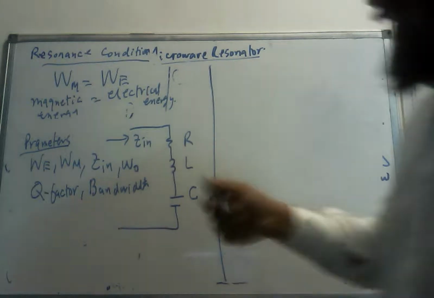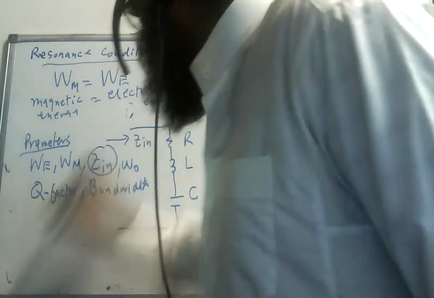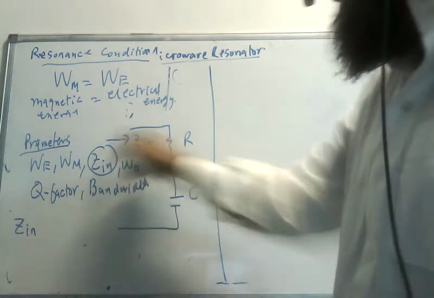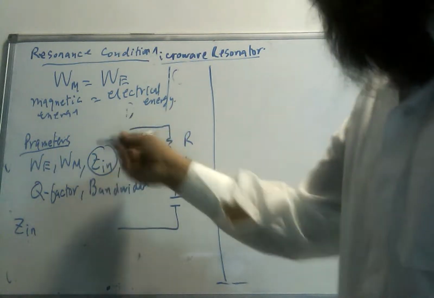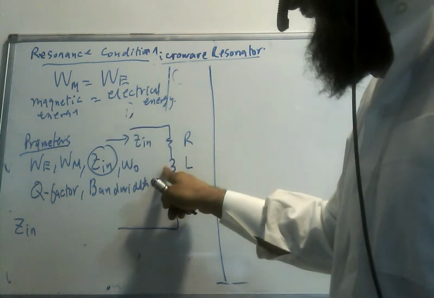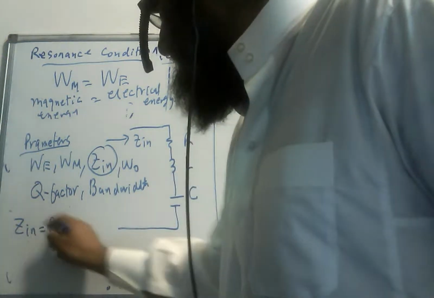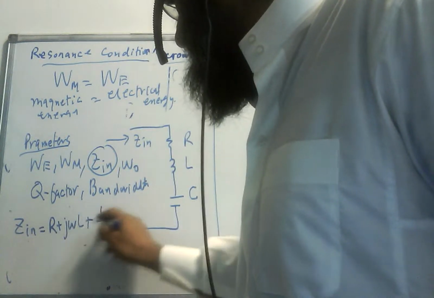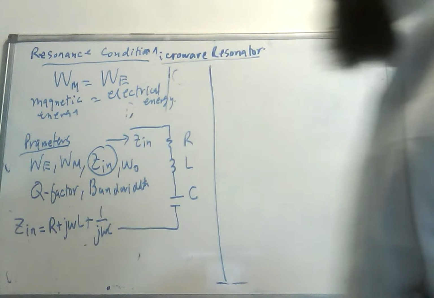Now let us first look at the easiest parameter, which is the Z input. As I can see from here, if I look in this direction, the impedance looking at here is R plus inductive reactance plus capacitive reactance. So this is a very simple rule: R plus j omega L plus 1 over j omega C. So this is my input impedance.